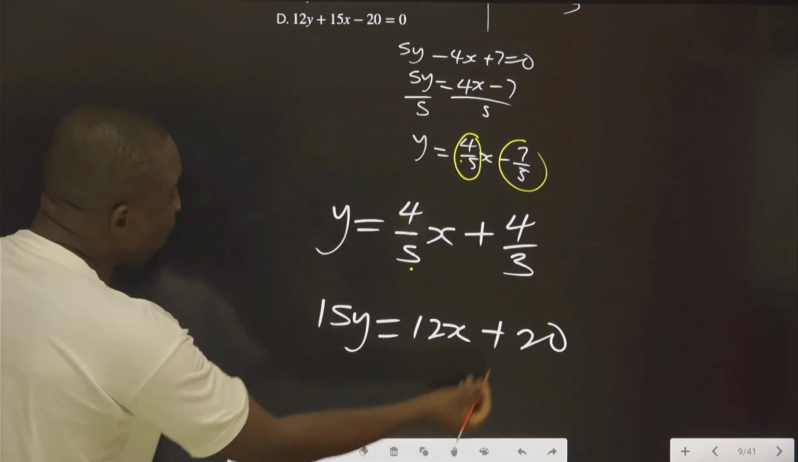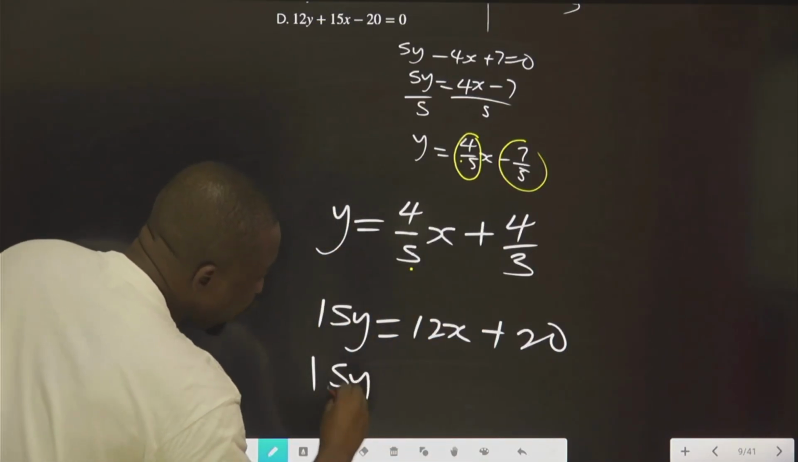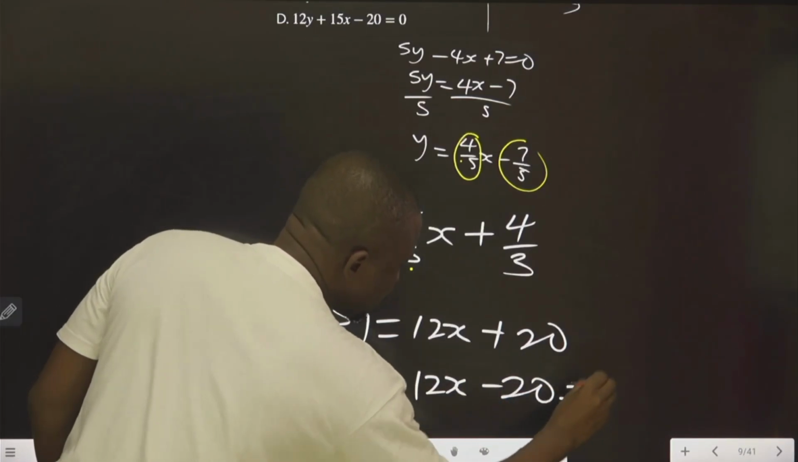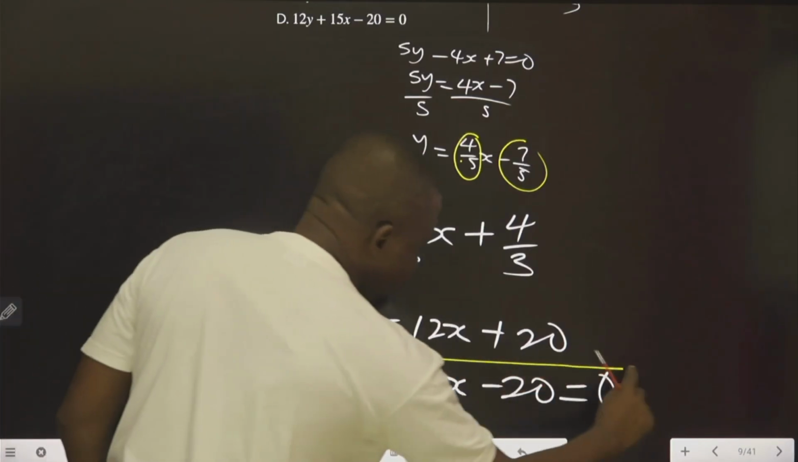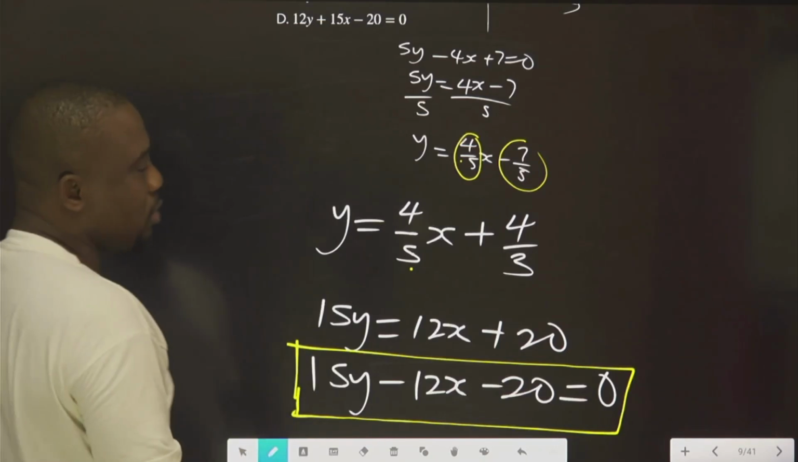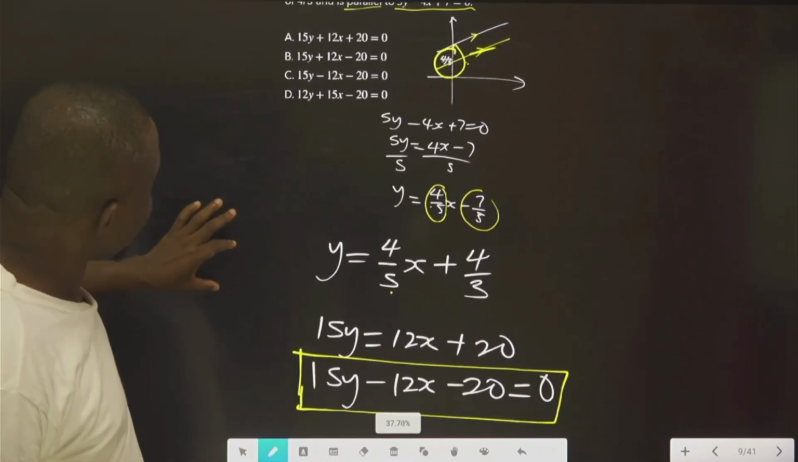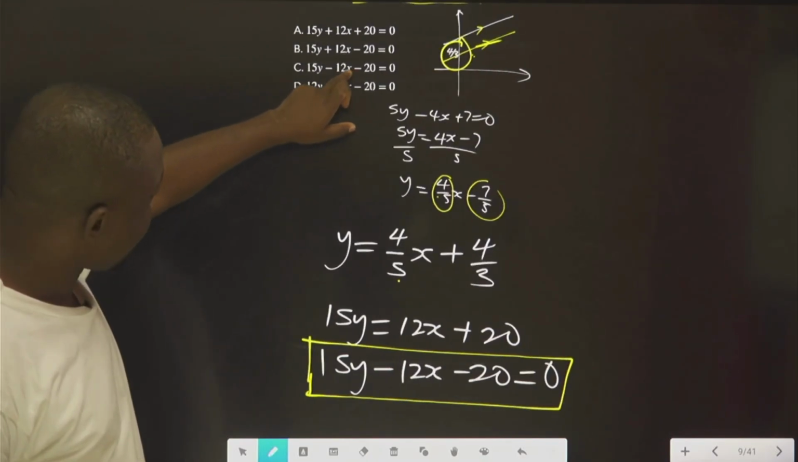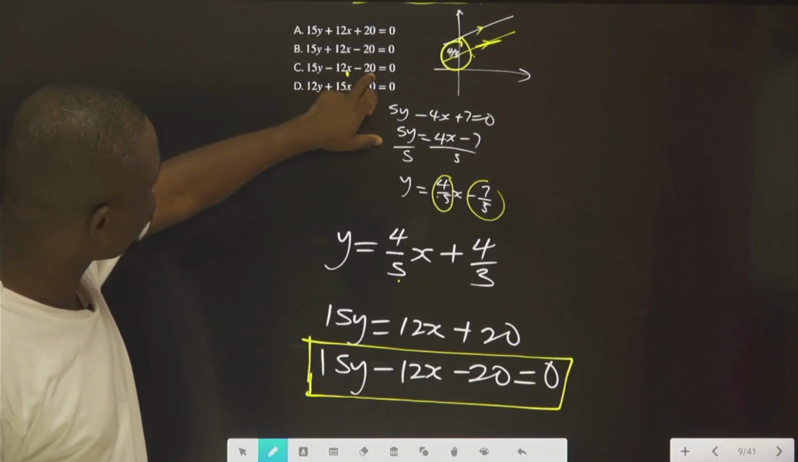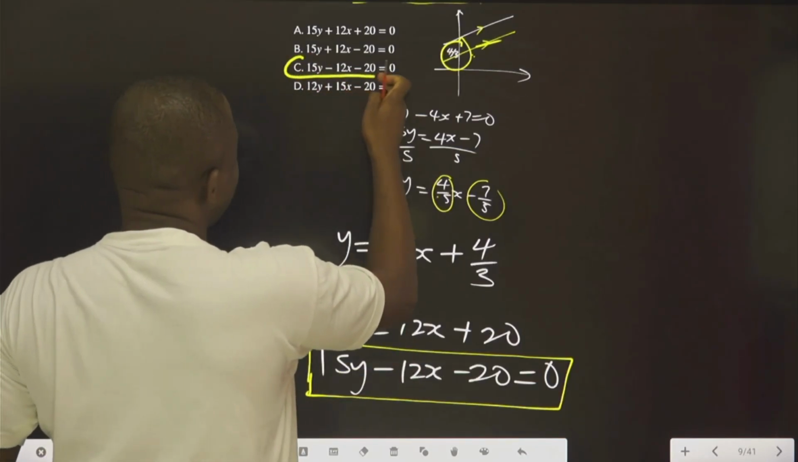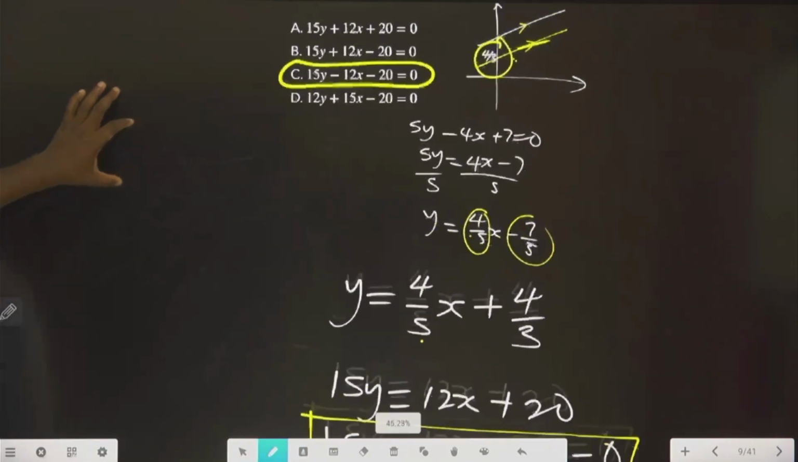Okay, so next now we move everything to this side. That is 15y minus 12x minus 20 equals 0. So this is the equation for the line we are looking for. Let's see. 15y minus 12x minus 20. Yeah. So this is the answer. C is the answer here. As you can see, C is the answer.